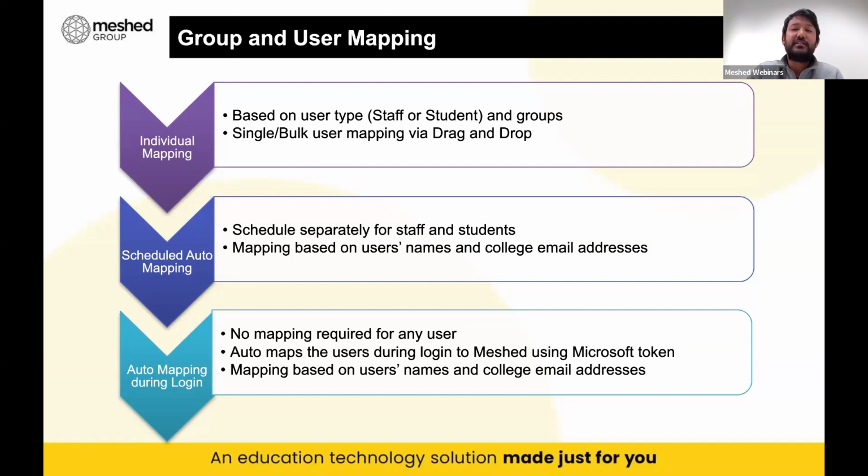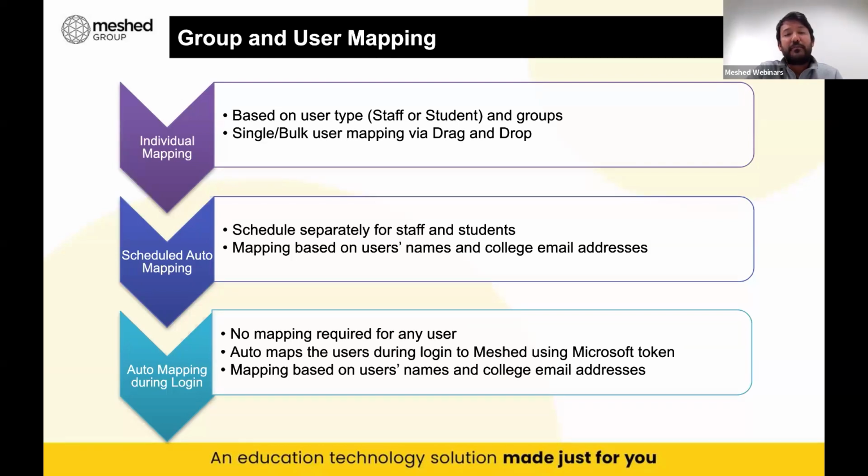First is individual. This is like a basic mapping. You search for a user in Mesh system, and then search for the matching account in Microsoft in Mesh system itself, and you can simply drag and drop and then do the mapping. That's a one-to-one mapping, or bulk mapping. You can do it in the UI.